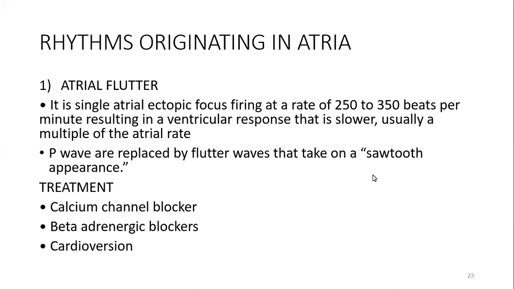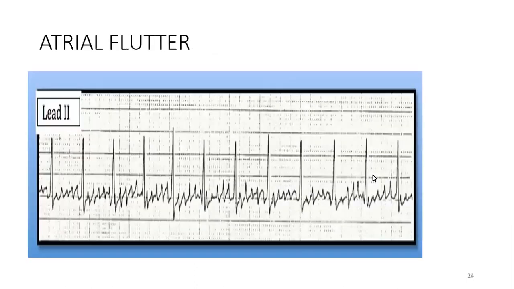So in atrial flutter, you see the P waves are replaced by flutter waves. They look like a sawtooth appearance. Treatments can be done with calcium channel blockers, beta blockers, or cardioversion. Cardioversion is a procedure where electrical impulses are passed through electrodes on the chest to help reset the heart. So this is what it looks like on the ECG. You can see the P waves looking like a sawtooth appearance.